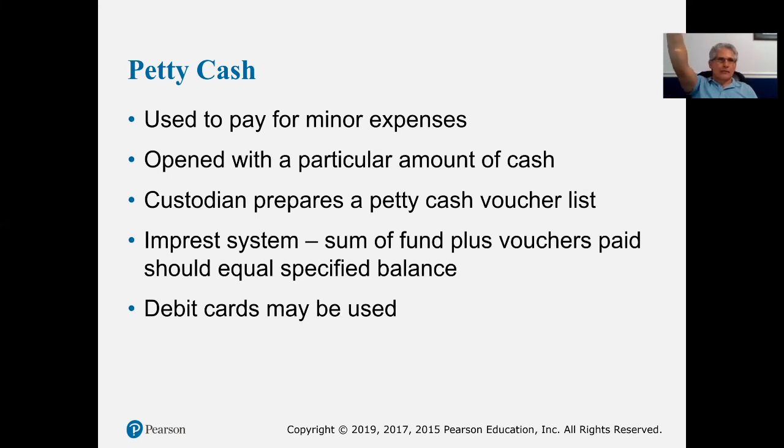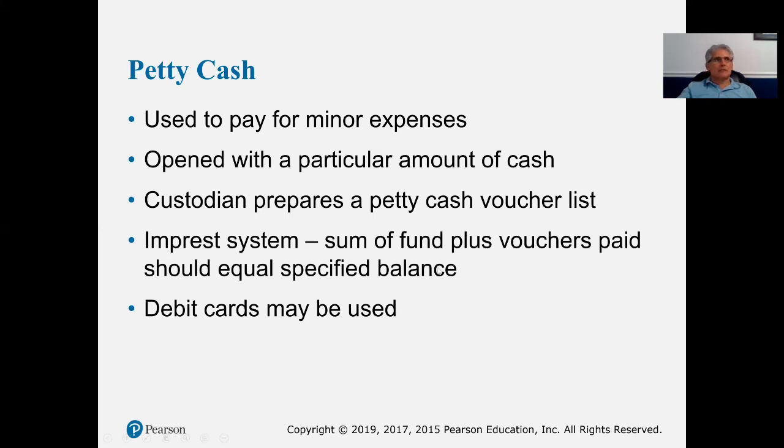And so they started off with, let's say, $500, and now they've been issuing it out to certain individuals. They're keeping track of it, what it's for, the amounts. And now at some point in time, if they started off with $500 and they're only down to, let's say, $20, now they have to turn around and submit the cash voucher list to accounts payable so that the petty cash fund can be reimbursed for what has been used. So we call that an Imprest system. The sum of funds plus the vouchers paid should equal the specified balance.